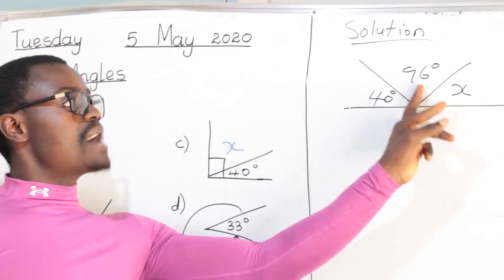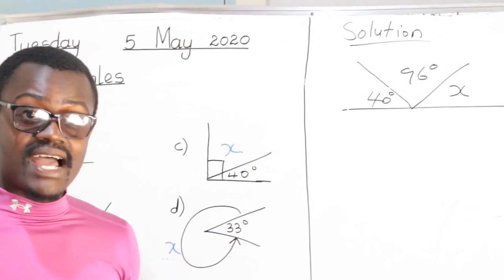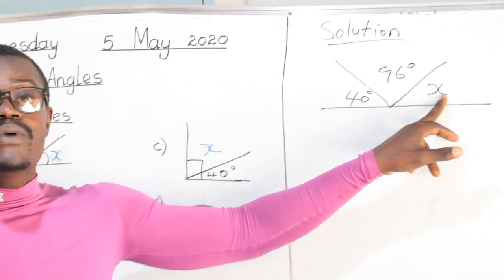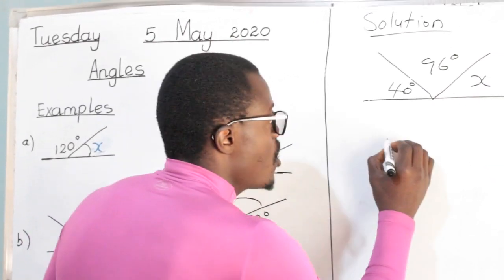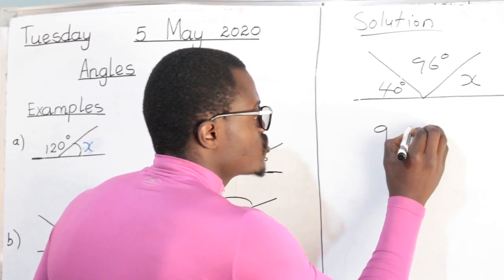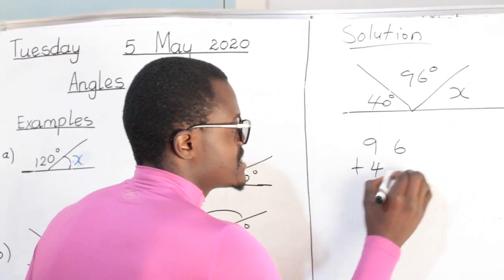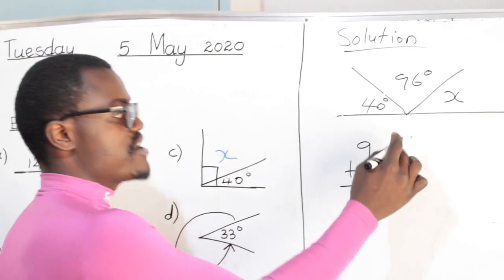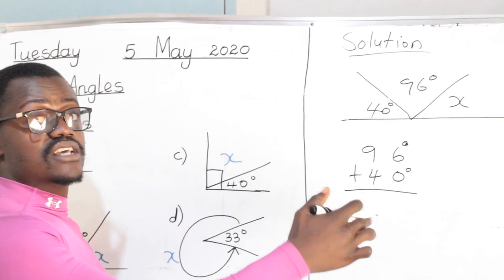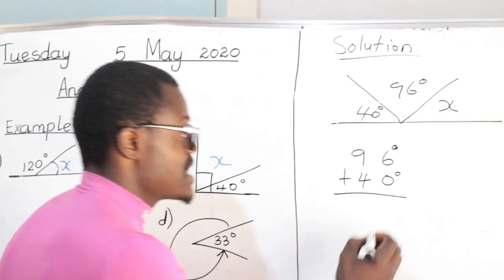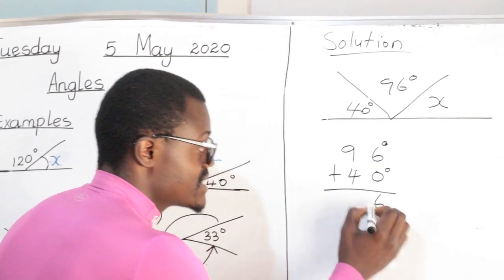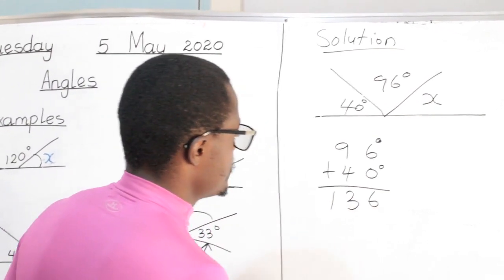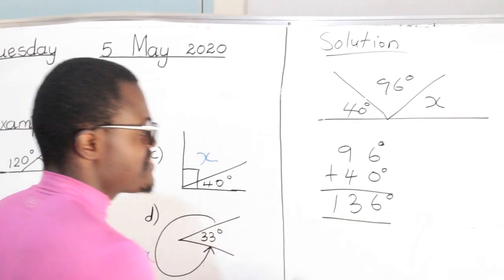So we first find the sum of the 2 given angles. If we get the answer, we subtract the total from 180 to remain with the x. We are going to put the bigger number on top. 96 degrees plus 40 degrees. Always remember to put the units so that you won't leave out the units on your answer. 6 plus 0, we get 6. 9 plus 4, we get what? We get 13. Meaning 136 degrees.